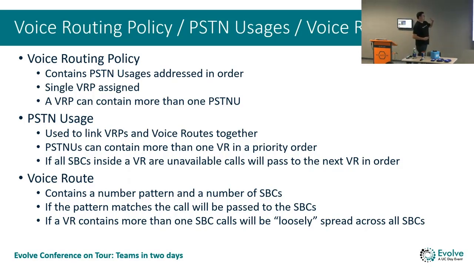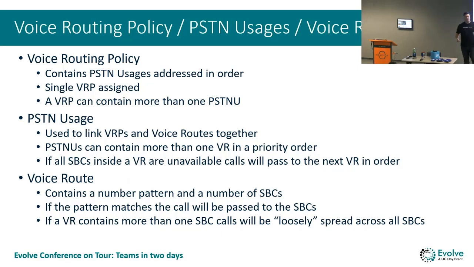The way it works is your voice routing policy is the one thing that is assigned to a user. A voice routing policy contains a PSTN usage or more than one PSTN usage, and a PSTN usage contains a voice route. And you can assign number patterns against your voice route to say this voice route is only allowed to accept numbers that look like this pattern, or you can do .* and it accepts all calls. And a voice route can contain more than one SBC, okay?